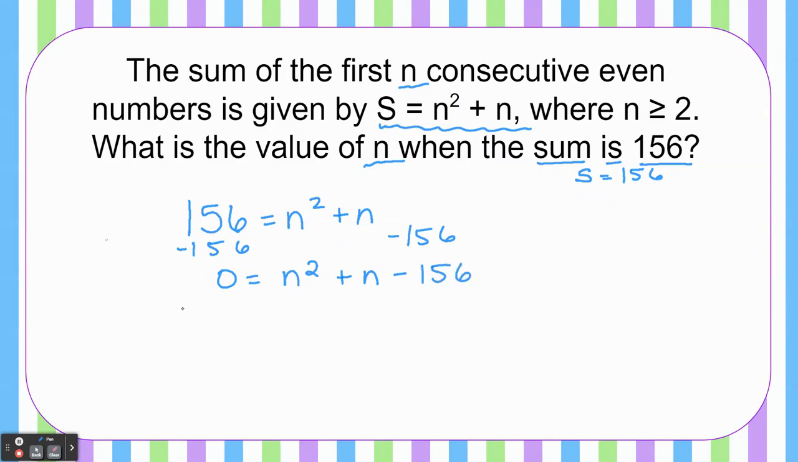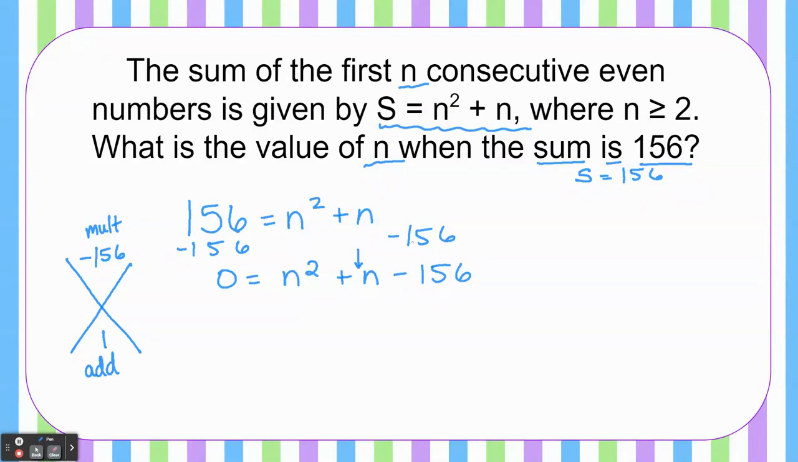All right, now we're asking ourselves, if we use an x to organize our information, what two numbers will multiply to give me negative 156, but will add to give me positive 1? And you may be wondering, where did she get that positive 1 from? It's right here, this number that's understood to be in front of the n there.